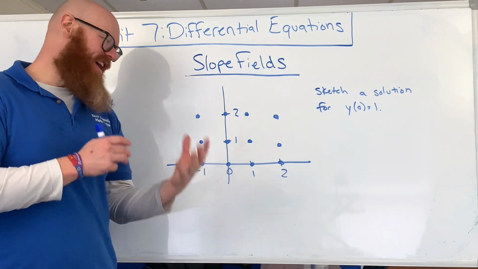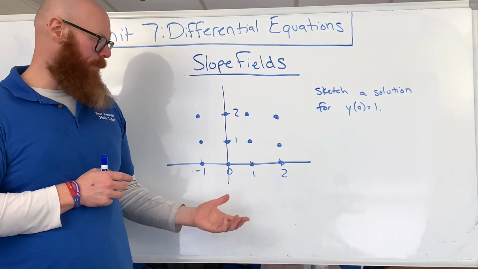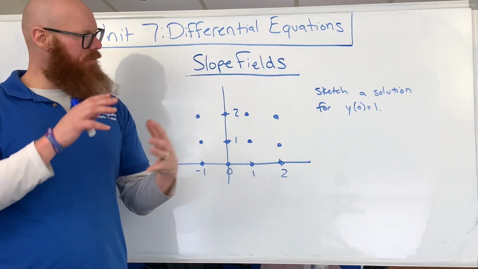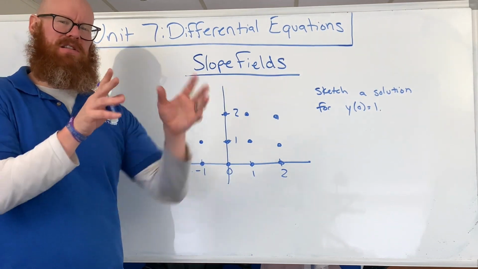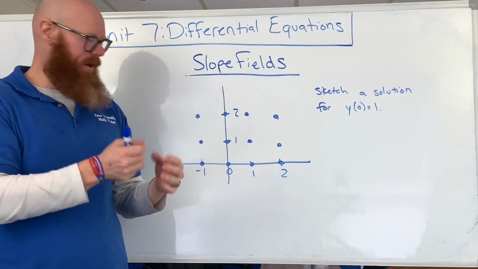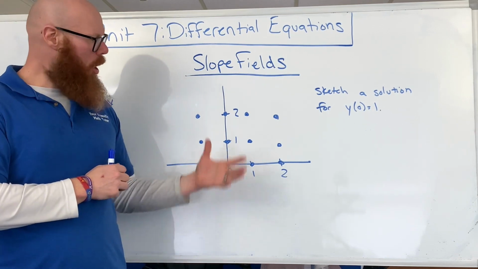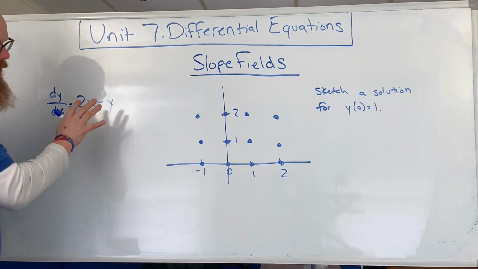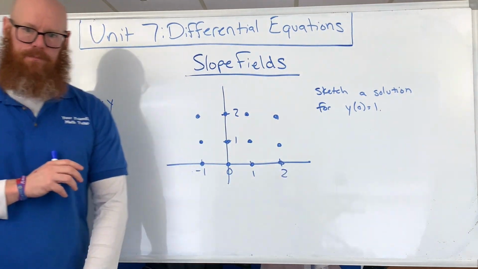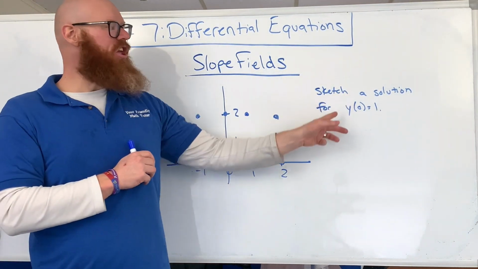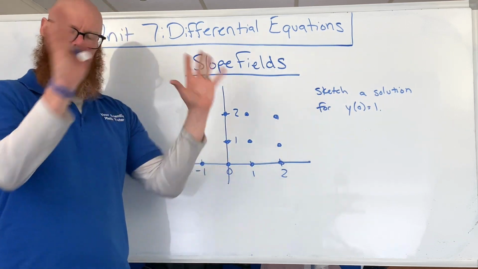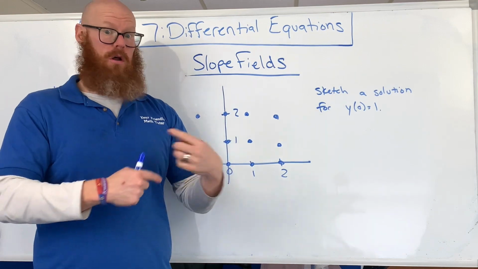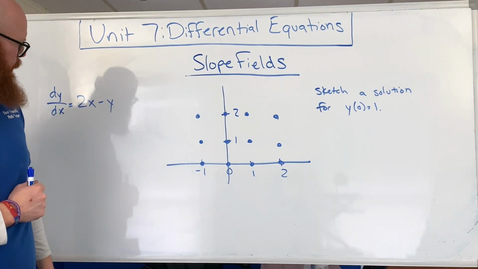Obviously we could have a slope at like 1.5 comma 0.62, but we generally want to just get an idea of what the slopes are at each lattice point or integer value on the coordinate plane. So one thing you're going to have to be able to do is take a differential equation and sketch out a slope field, and then sketch a particular solution. So general solution, and then a particular solution given an initial value. We'll talk a lot more about that going forward.